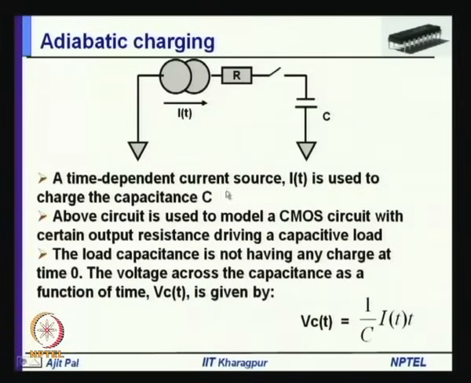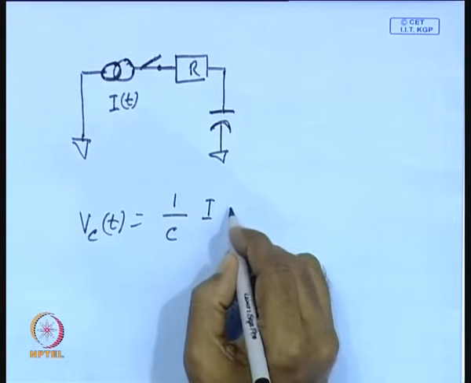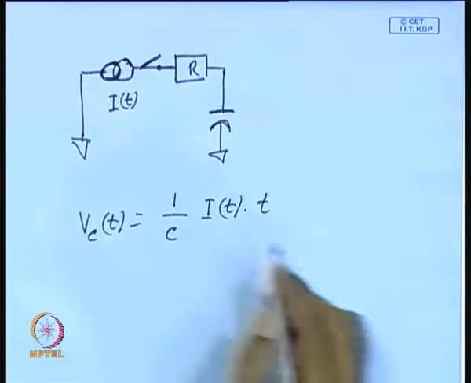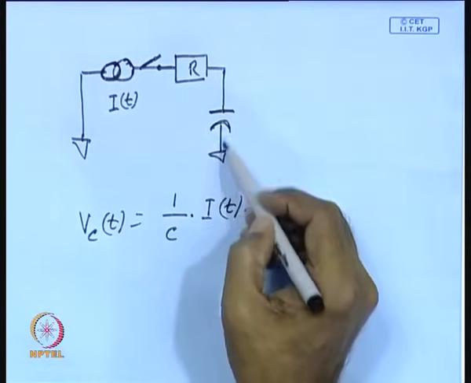So, a time dependent current source I(t) is used to charge the capacitance C, and this circuit is used to model a CMOS circuit with certain output resistance driving a capacitive load. Later on we shall see how it can be modeled. The load capacitance is not having any charge at time t equal to 0, and the voltage across the capacitance as a function of time, Vc(t), is given by Vc(t) equal to 1 by C into I(t) into t. So, that is how the charge will take place.